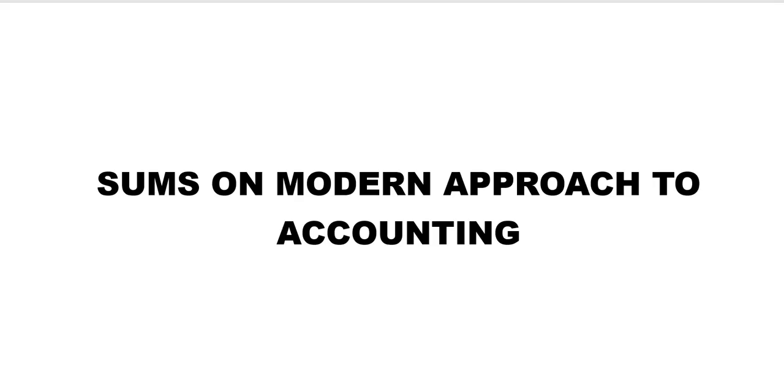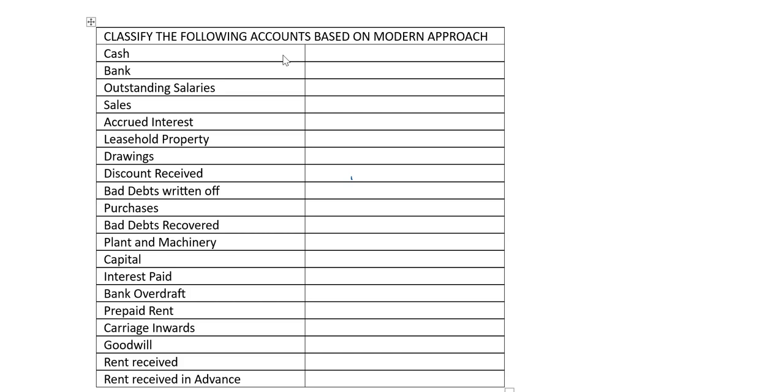Hello student. In this video, we will solve sums based on modern approach to accounting. Classify the following accounts based on modern approach. Cash account is asset account. Cash at bank, asset account. Outstanding salaries, liability account.